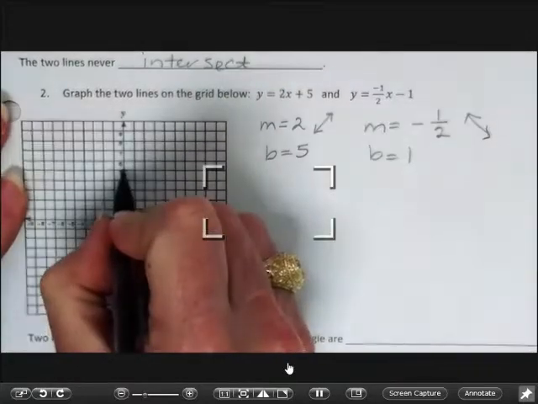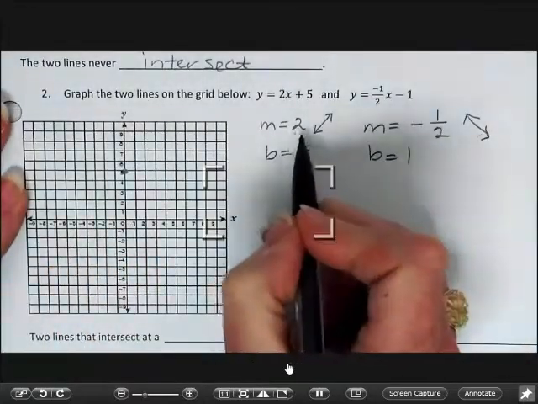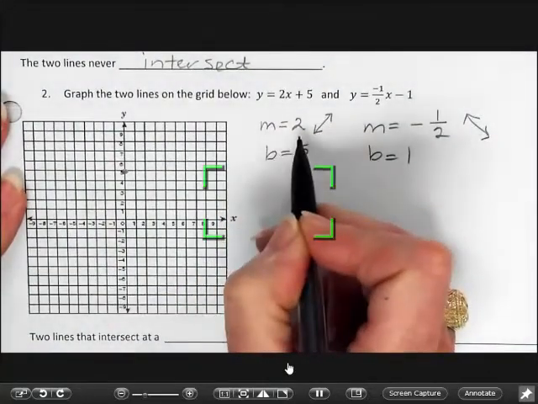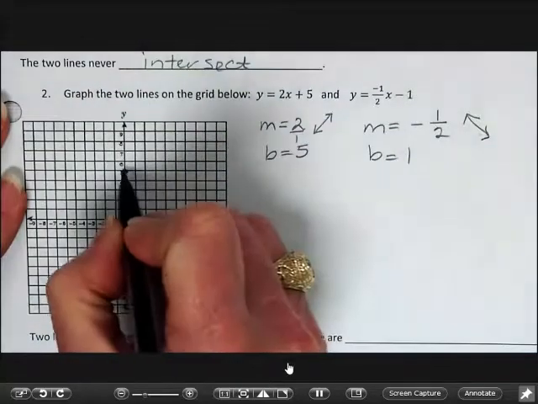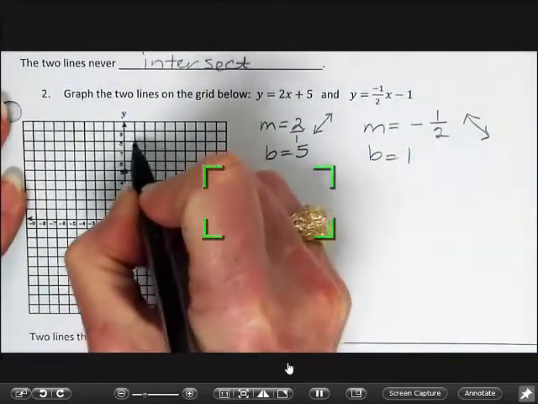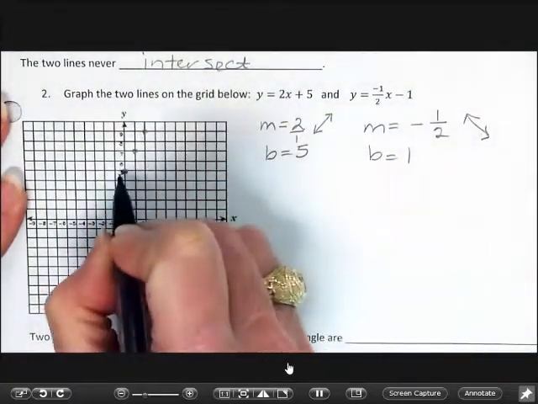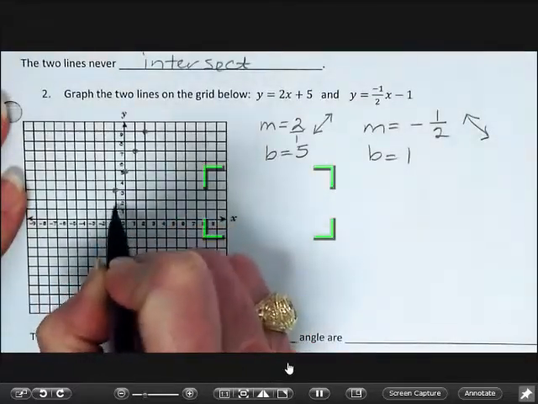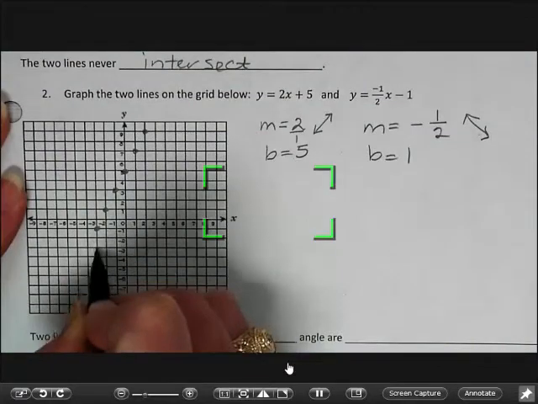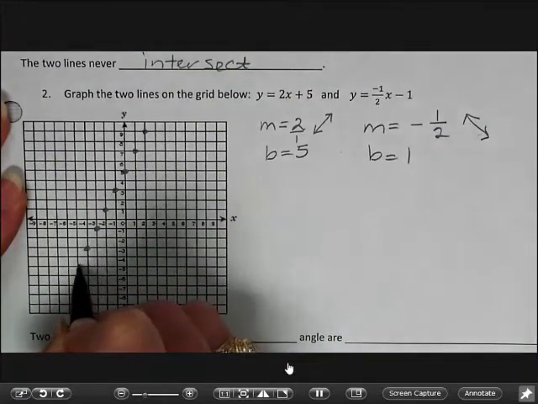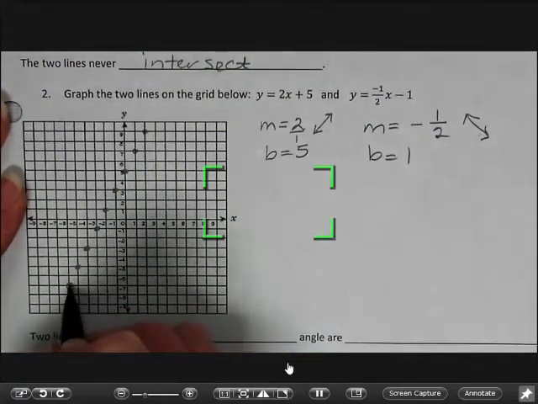So I start at 5. Now, when I think about a slope of 2, what am I thinking when I do rise over run? 2 over 1. So I'm going to rise 2, run 1. This is a fairly steep line. Remember that the farther the number is from 0, the steeper the line. The closer my numbers are to 0, the flatter the line.